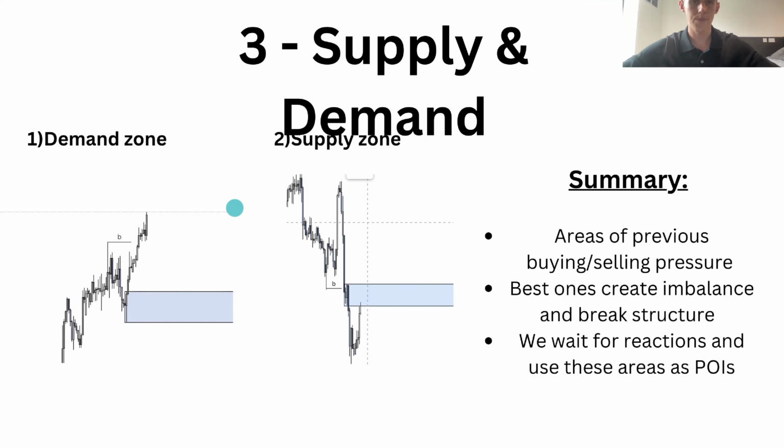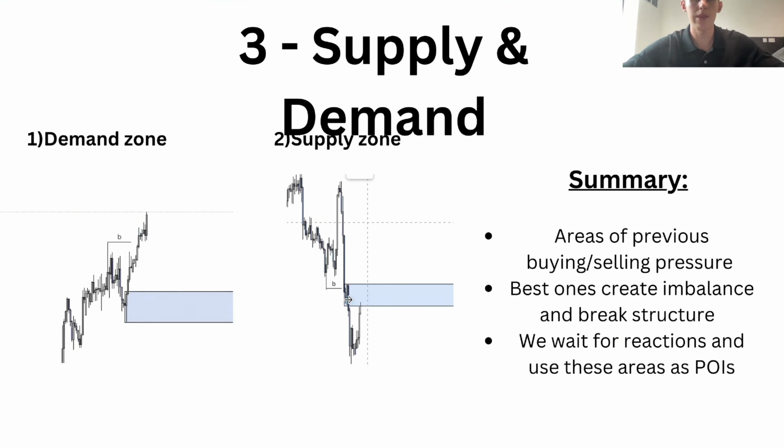And then 3, supply and demand. I'm sure you guys are all familiar with this concept, but here are a few of the criteria which I use to identify valid supply and demand zones. So first of all, the definition: areas of previous buying or selling pressure. Demand area is where people were previously buying from and we see a lot of buying pressure come into the market.